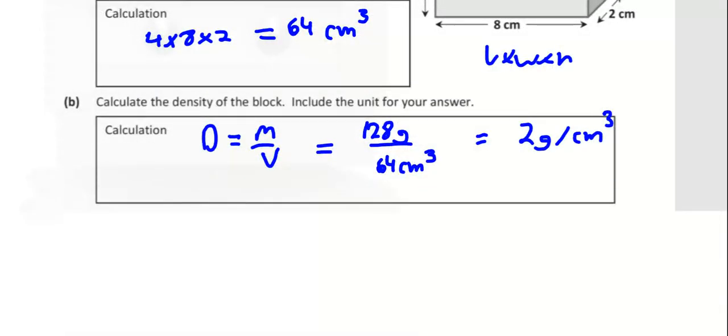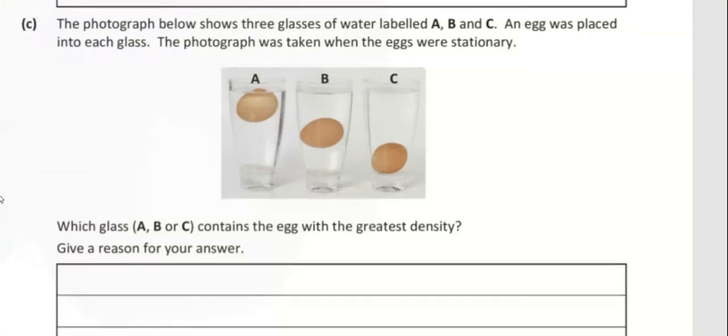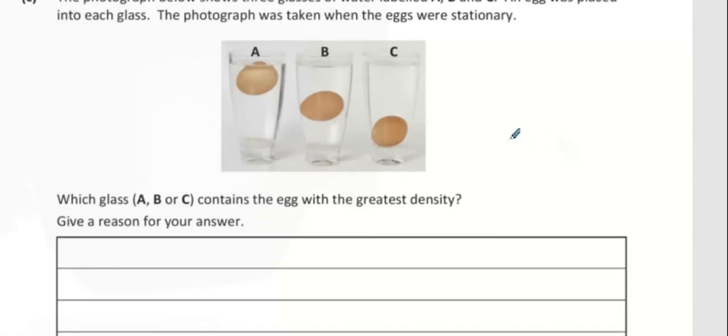Okay. Next question. The photograph shows 3 glasses of water labeled A, B, and C. The egg was placed in each glass. The photograph was taken when the eggs were stationary. Which glass, A, B, or C, contains the egg with the greatest density? Well, whichever egg sinks to the bottom has a density greater than water. If it's floating in the water, it's equal pretty much to the density of water. And if it's floating at the top, it has a density that's less than water.